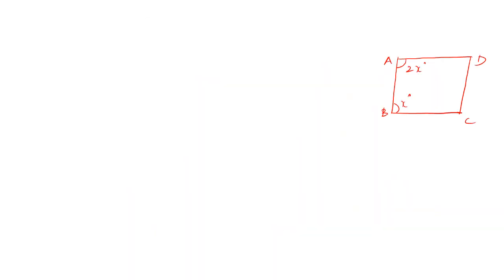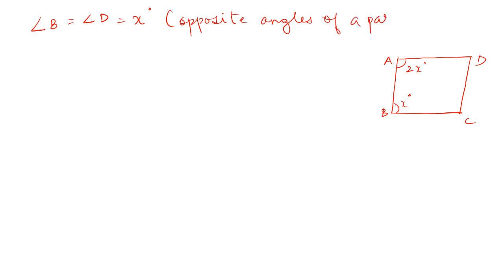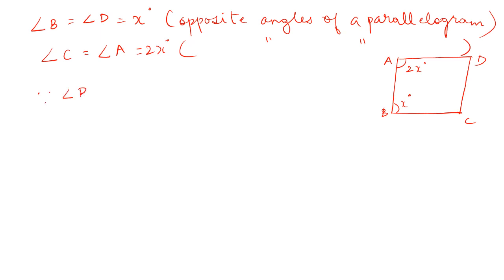So let's write it. Angle B is equal to angle D is equal to x degree, opposite angles of a parallelogram. Similarly, angle C is equal to angle A is equal to 2x degree. The same reason would be given here. Since angle B we had taken as x degree, therefore angle D is 60 degree. So angle D also becomes 60 degree.